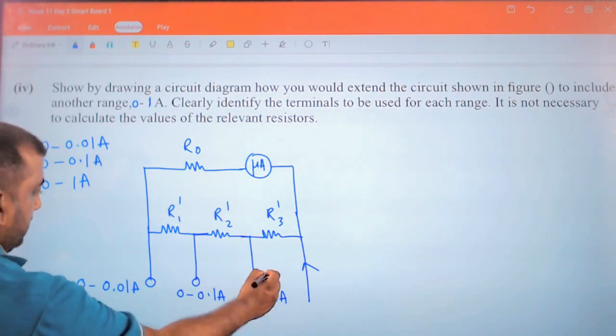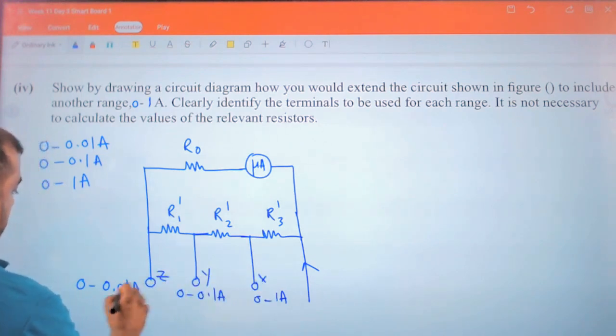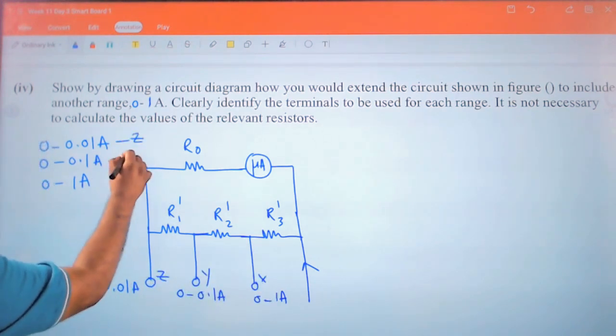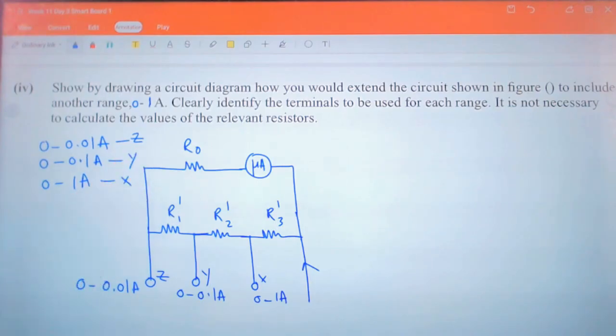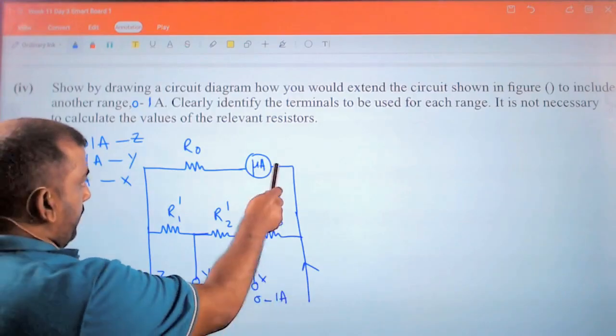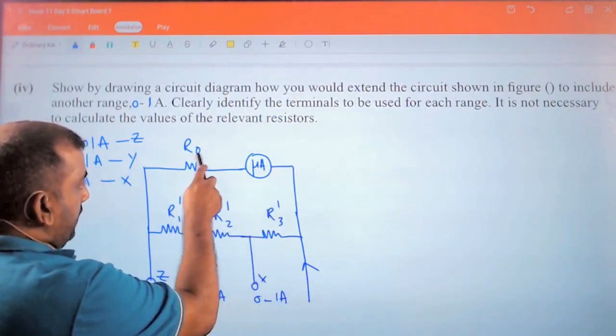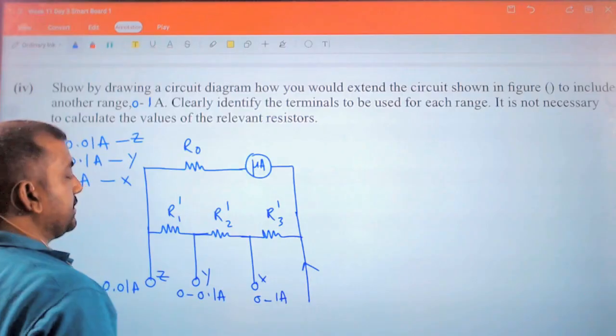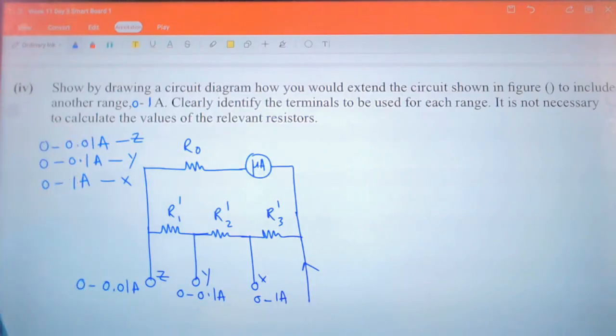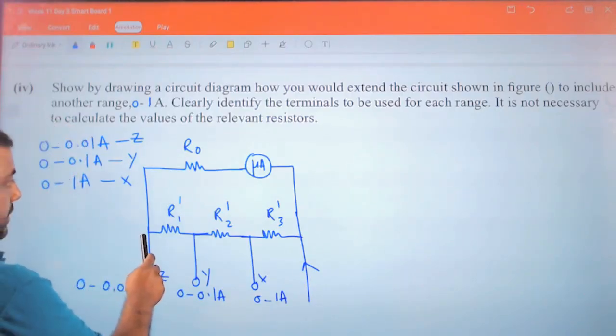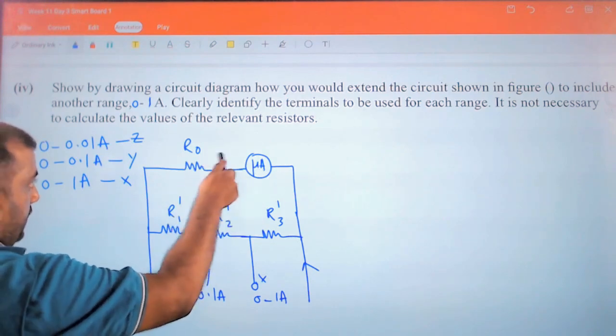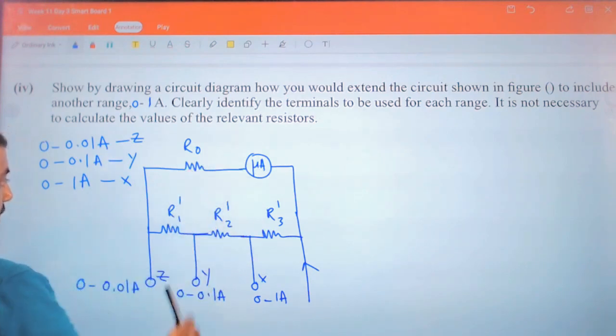So these are your terminals, maybe X, Y and Z. Z terminal, Y terminal, X terminal. Okay. So larger the current coming, to make the current small here, in the top there should be more resistor. Clear? Smaller the current coming, so here the current is large, larger resistor, balance the voltage. Right.